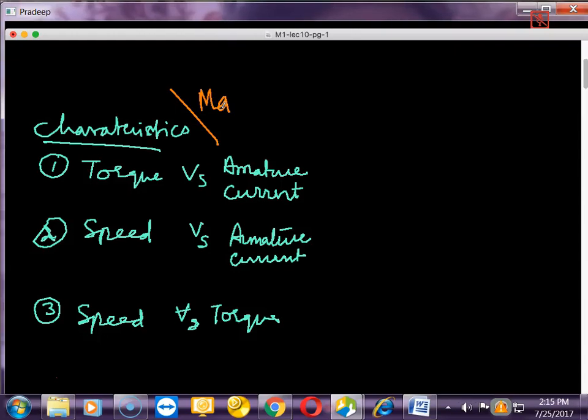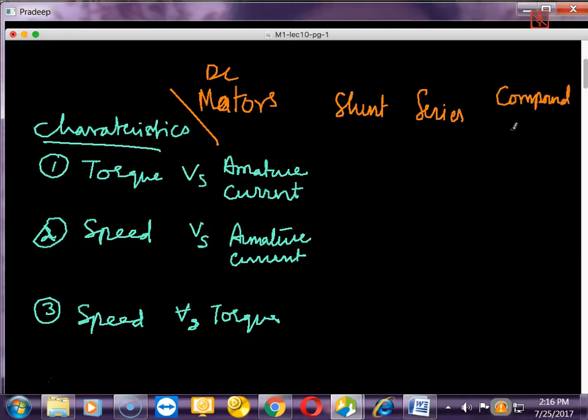So DC motors. So I have shunt motor, I have series motor, then we have compound. So three different types of motors are possible. Again, in compound there will be additive and subtractive. So we'll come to that.